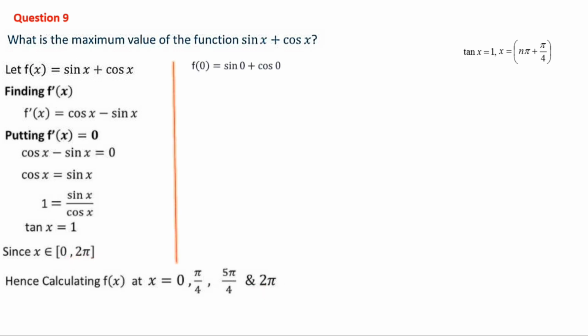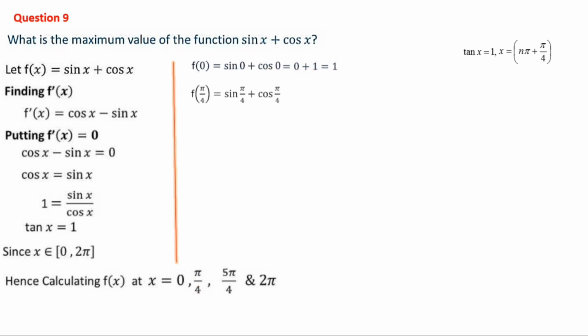Then let's find the values of the function. First value we take is 0. F of 0 is equal to, replacing x with 0, sin 0 plus cos 0. The sin 0 value we know is 0, plus the cos 0 value is 1. So 0 plus 1 is 1.